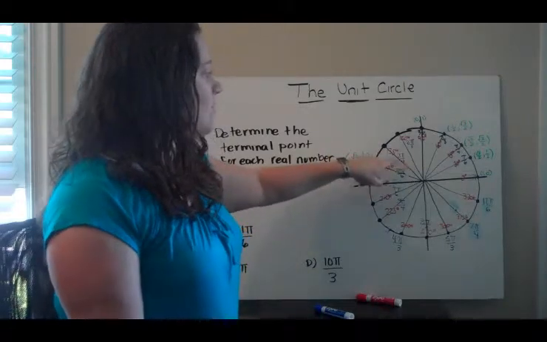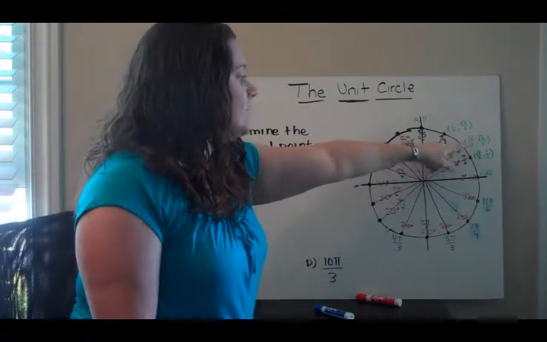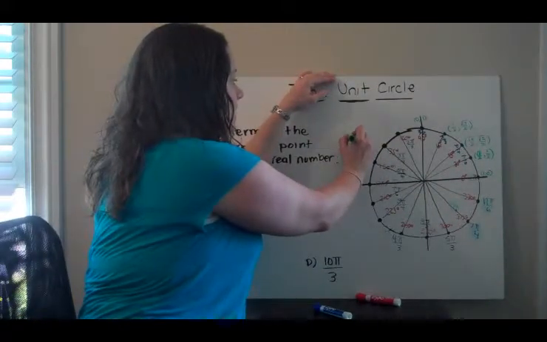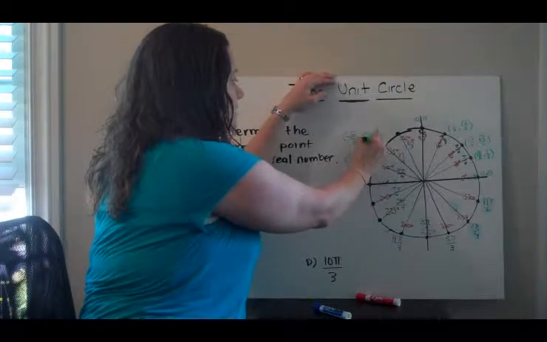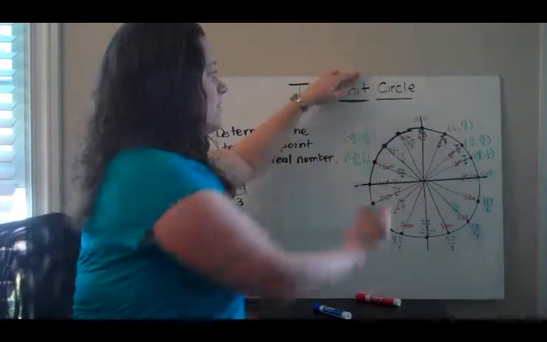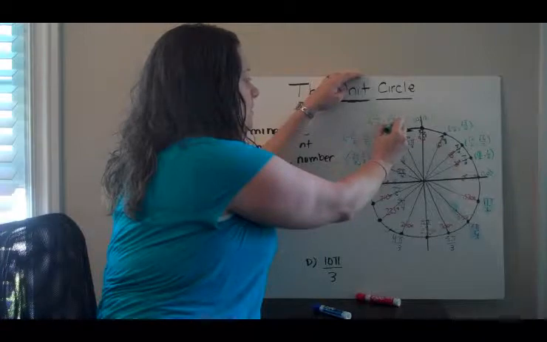So here, this is 3/4 pi, and so my reference angle would be pi over 4. And it's going to be the same as this, but the x is going to be negative. So I'll have negative root 2 over 2, and then I'll have root 2 over 2. This one is going to be the same as pi over 3, so it's going to be negative 1/2, and root 3 over 2.